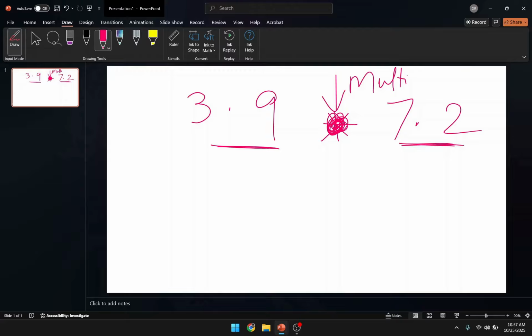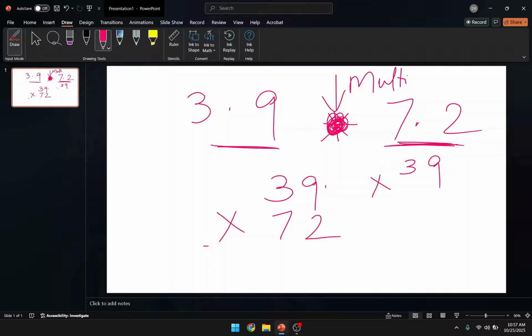So let's do that. If you are multiplying decimals, when writing it down, don't write the decimals, just write down the numbers. 3.9, I'm ignoring the decimals, I'm just writing it as a number. 39 times 72. Look how I am stacking the digits properly. Let me write it here so that we have good space. 39 times 72.